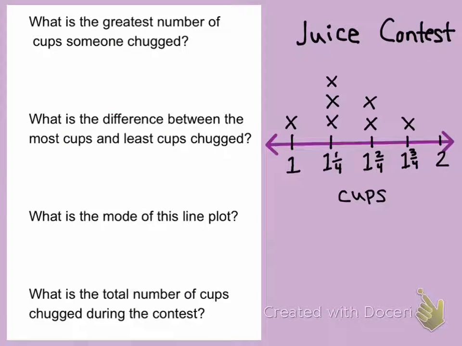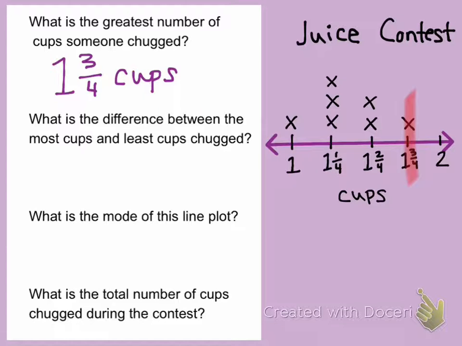After you make your line plot, you will have to answer questions about the line plot. They will be similar to these that I gave you here. What is the greatest number of cups someone chugged? We need to find the greatest number, so I have 1 3/4. That's the biggest number of cups that someone chugged. 1 3/4 cups is my answer.